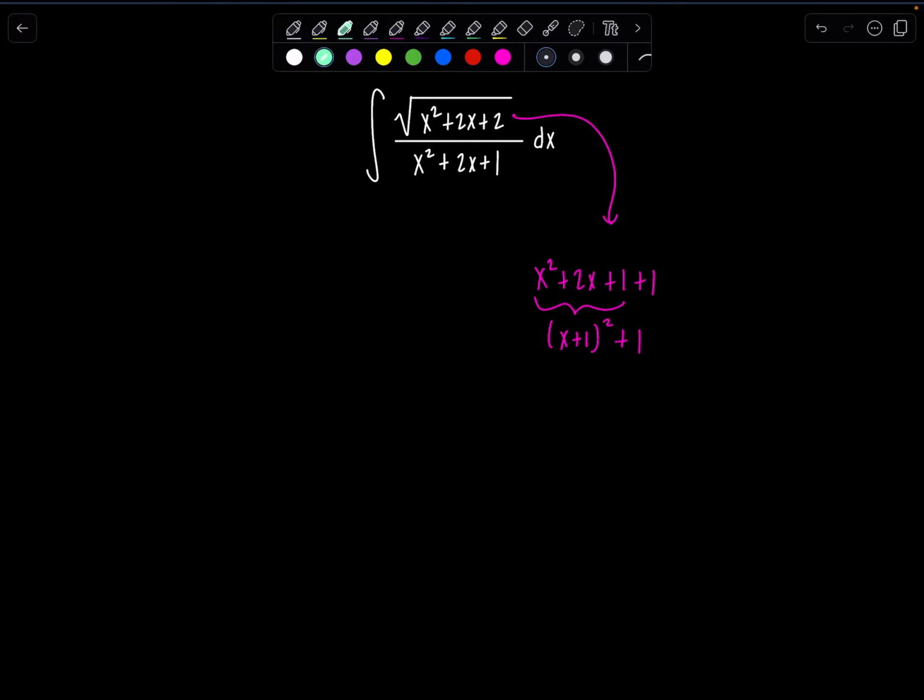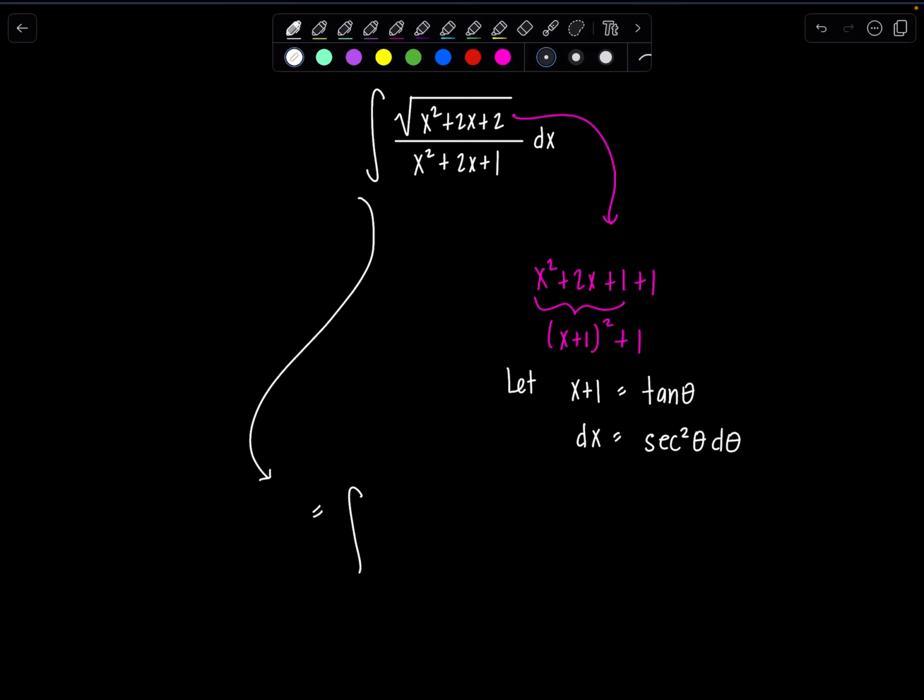We're going to do trig sub. And in this case, I want to let the entire variable quantity x plus 1 equal 1 tangent theta. And then that means dx would be secant squared theta d theta. Fab. So let's rewrite things before we do the trig sub. So we're ready to go.